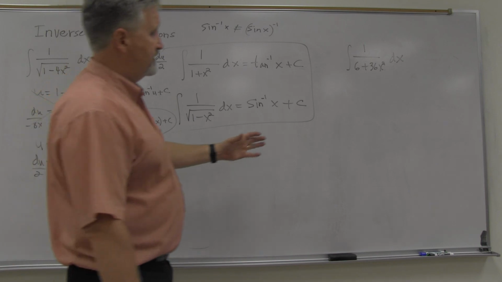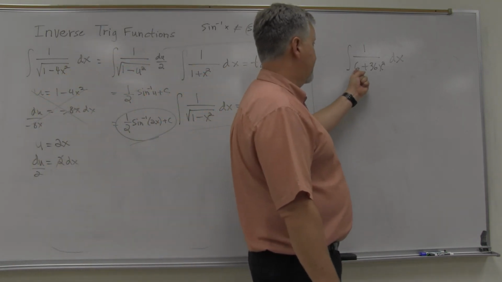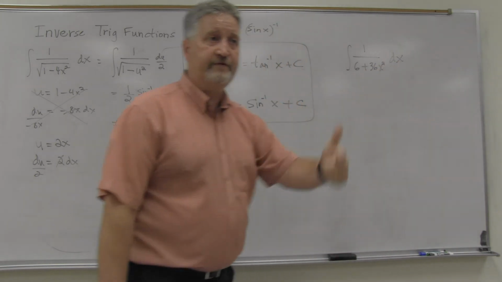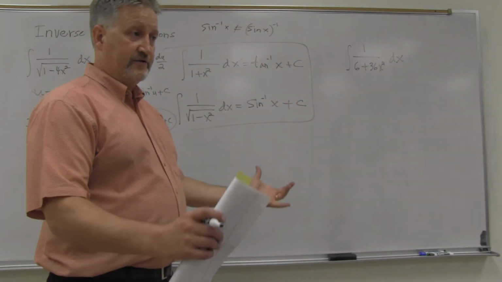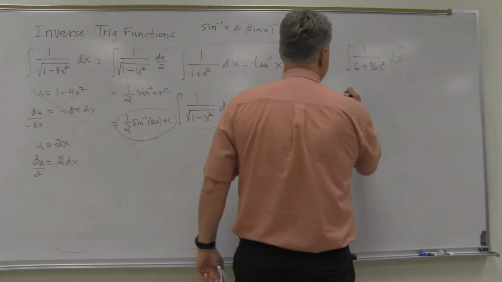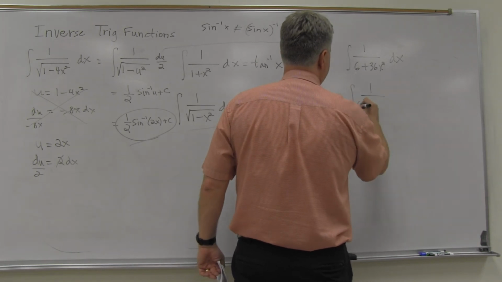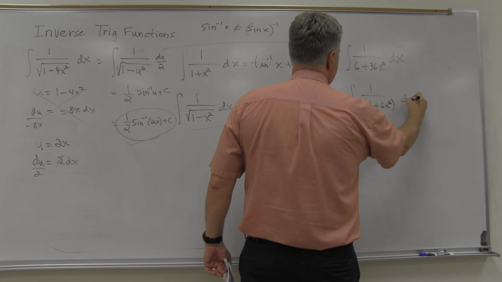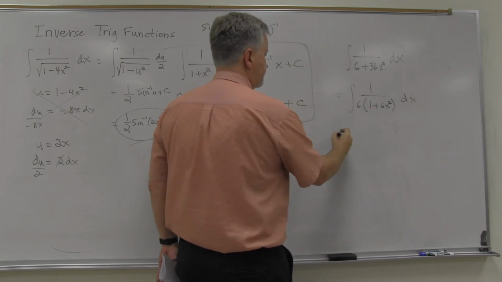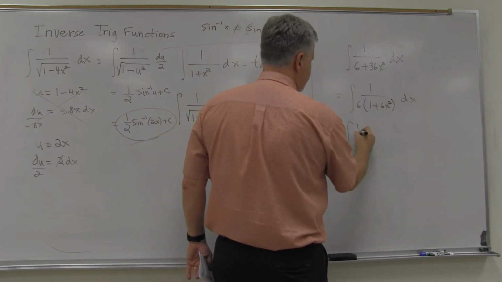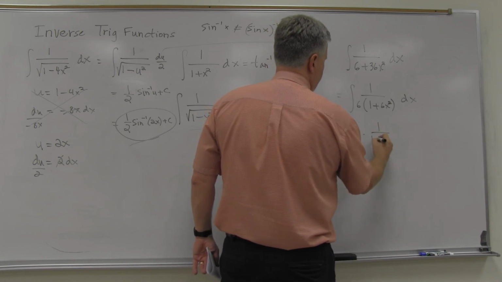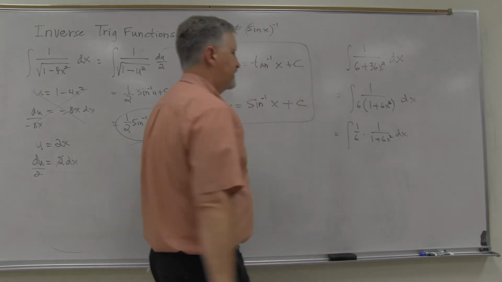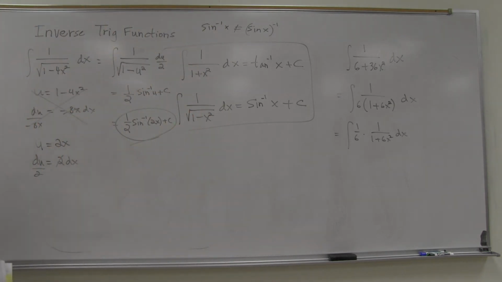The extra problem with this one is that it has a 6 instead of a 1. So you do have to factor that 6 out first of all, and then think of it as 1/6 times. That 1/6, you can factor off and bring out.